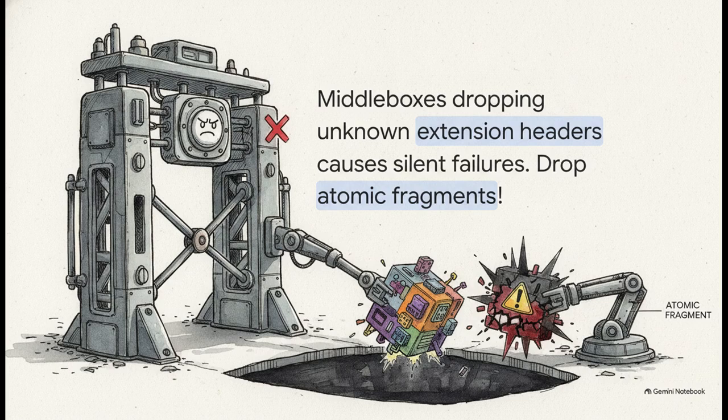Also, just a quick heads up about extension headers. A lot of older middle boxes, like legacy load balancers, will freak out and drop IPv6 packets if they see an extension header they don't recognize. Oh, and per RFC 8021, atomic fragments, which are fragmentation headers on packets that aren't actually fragmented, are a known security risk meant to bypass firewalls. Configure your firewall to drop those immediately.